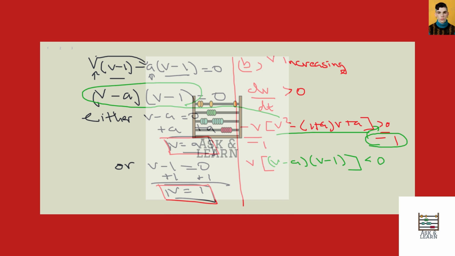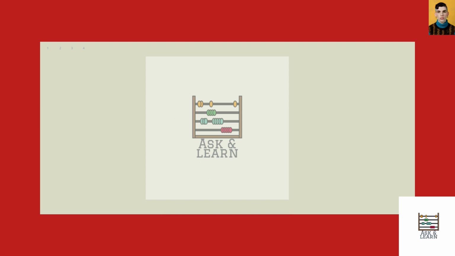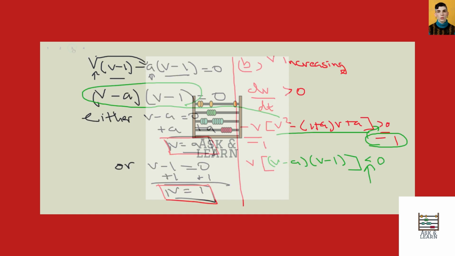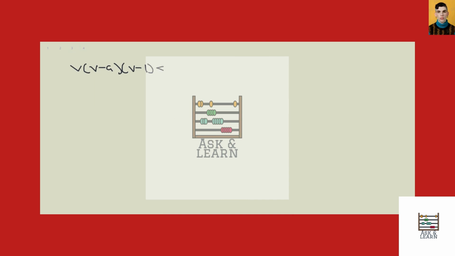So at this point, we can use a number line to test for locations where the expression is less than 0. We're going to do that on the next page. So we have v minus a, v minus 1. If we check, initially it was greater than, and then it shifted to less than. So we have to take note of that.